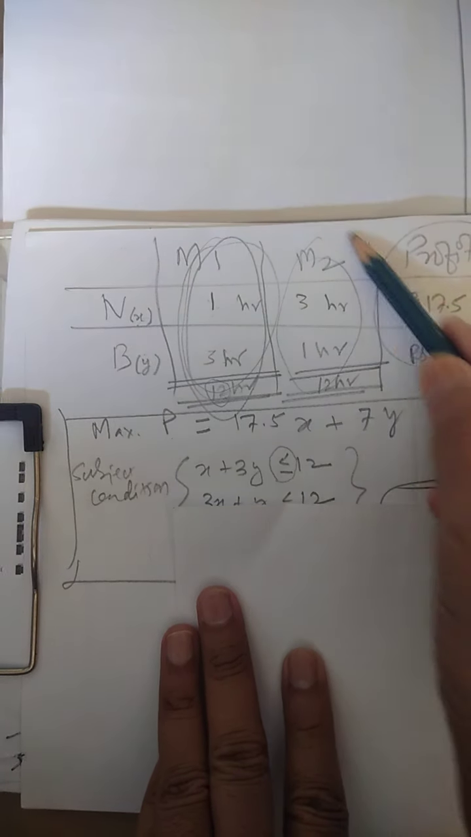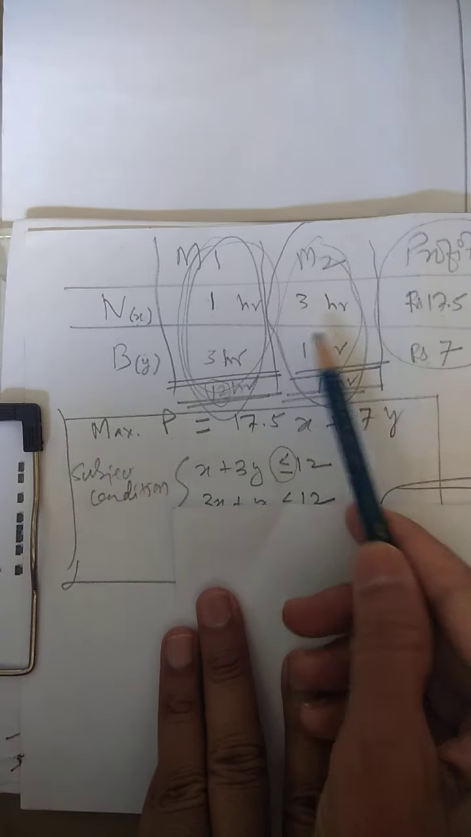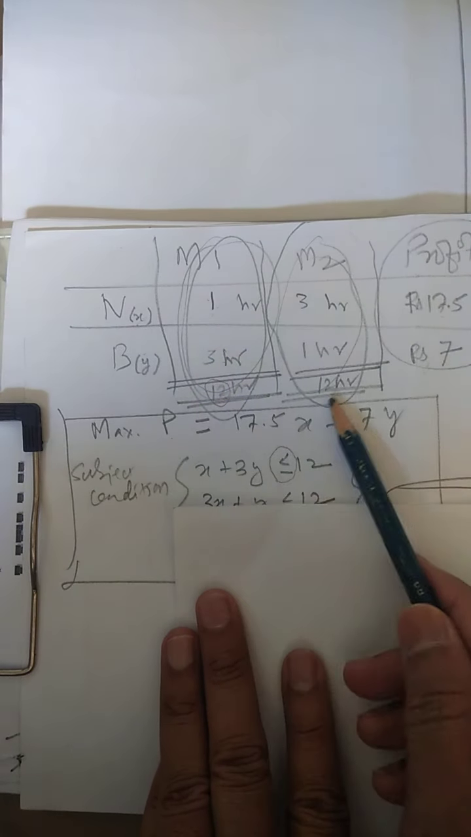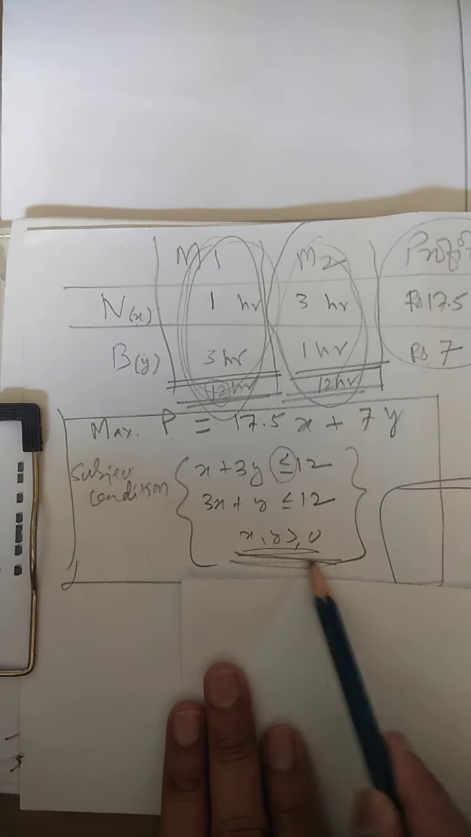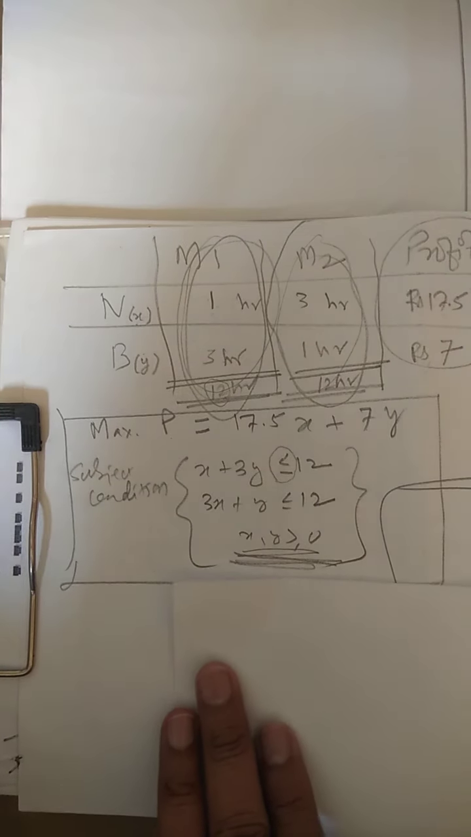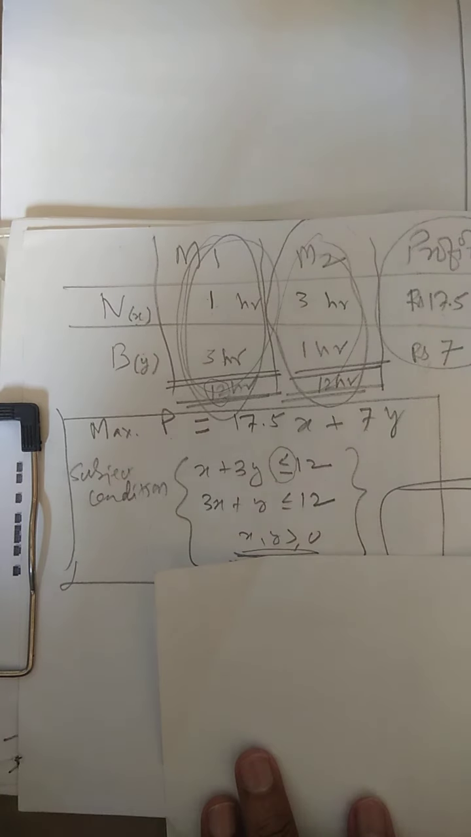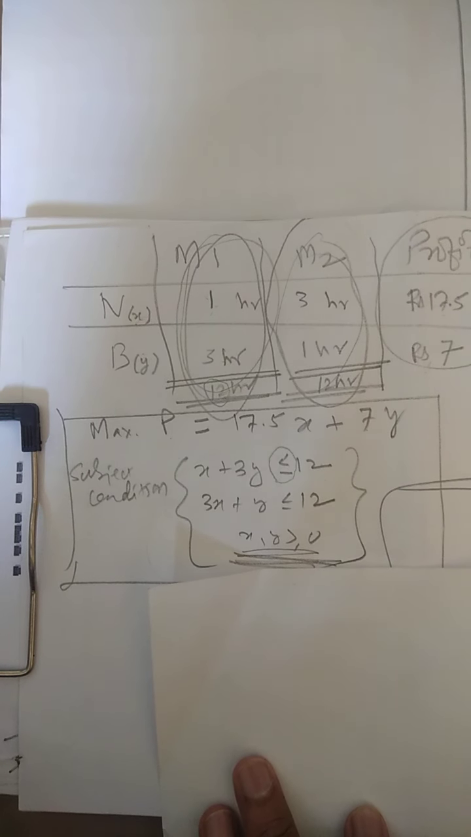Likewise, the second condition you will get from here. What is this? 3X plus Y is less than or equal to 12. And this is one more additional fact you are supposed to write, X and Y greater than or equal to 0. What does it mean? You should not be idle. You should do something. Then only you can produce the packages. Okay. Once the tabular form is converted into this, you know how to get the graph of this. So quickly plot the graph.